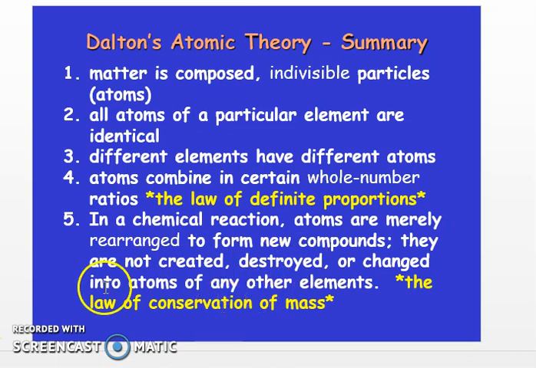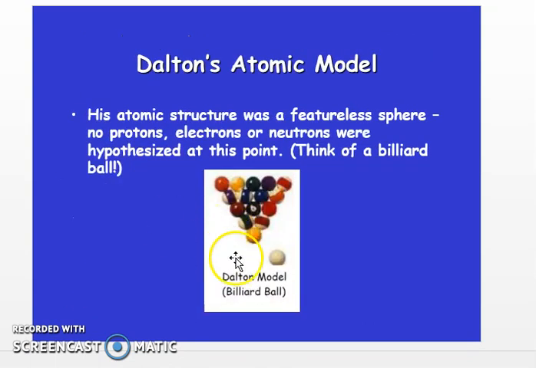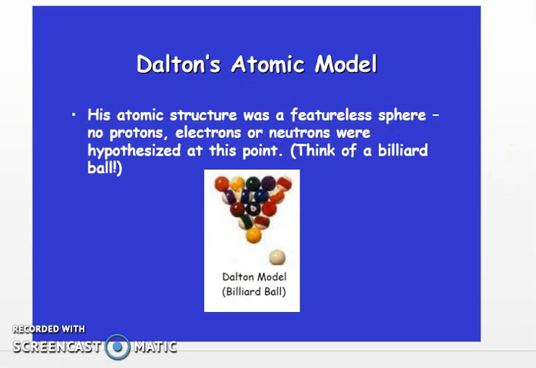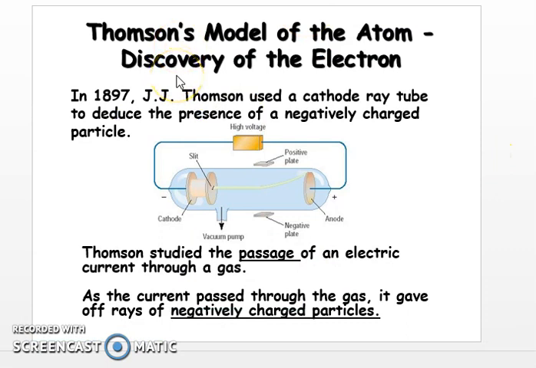So atoms are not created or destroyed. We have to account for everything. So we've already looked at this, right? Dalton's model, same as Democritus, is a solid sphere, and there are no other features known at this point. Okay, so Thomson's model of the atom.